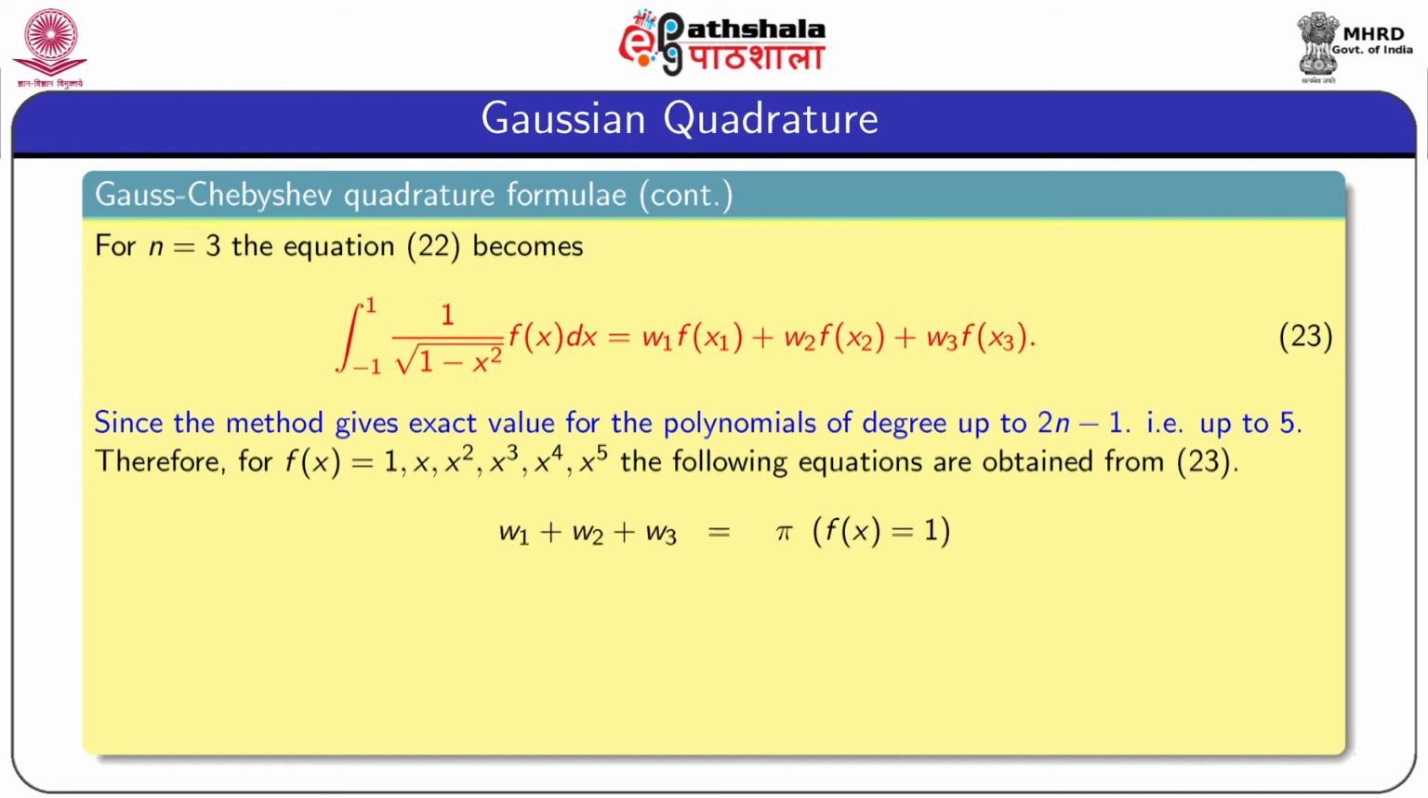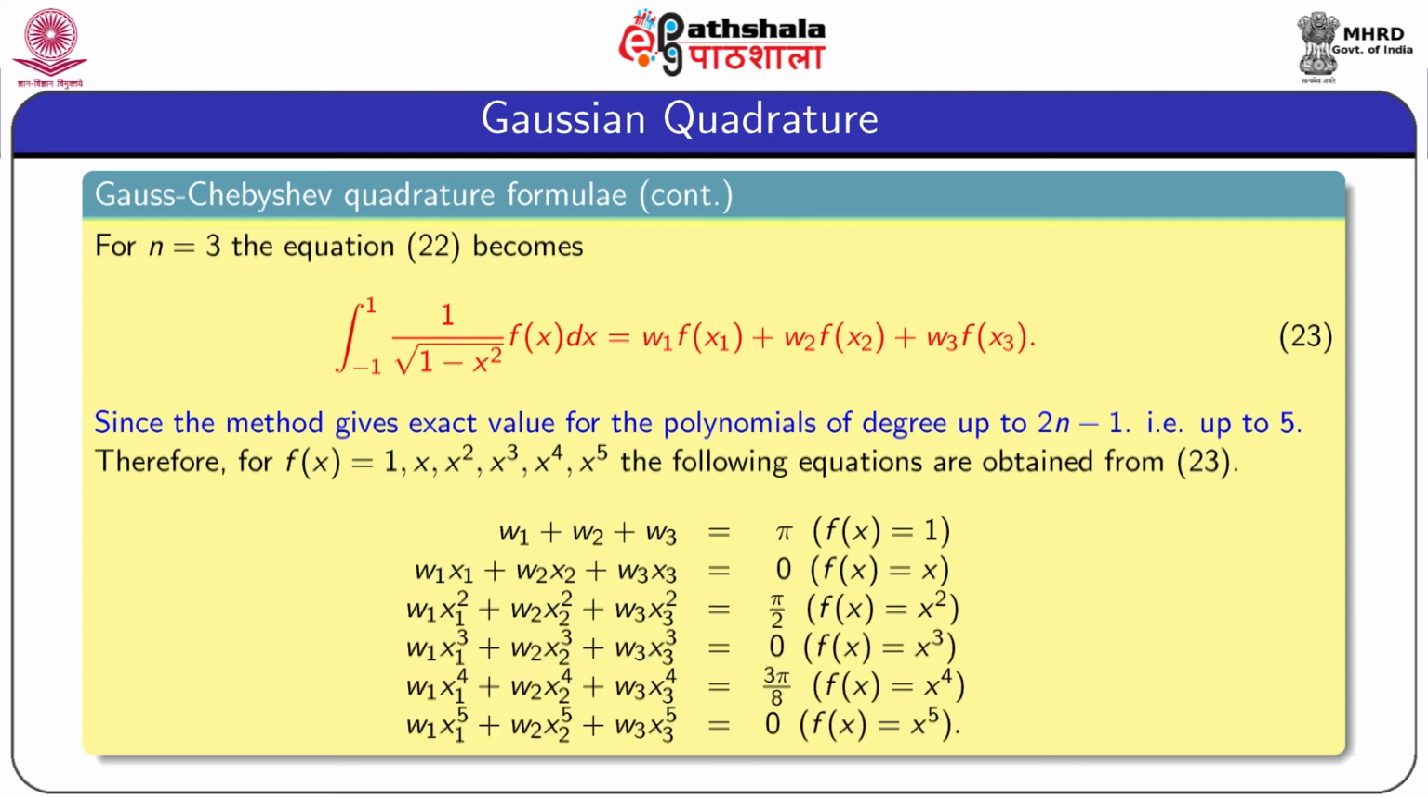So for f of x equal to 1, we obtain from equation 23 the equation w1 plus w2 plus w3 equal to pi. When f of x equal to x, equation 23 gives w1 x1 plus w2 x2 plus w3 x3 equal to 0. And for other values of f, that means for f of x equal to x squared, x cubed, x4 and x5, we obtain the remaining 4 equations. See that all these equations are highly nonlinear, nonlinear with respect to x. That means if the values of x are known, then all these equations become a system of linear equations containing only w1, w2 and w3.